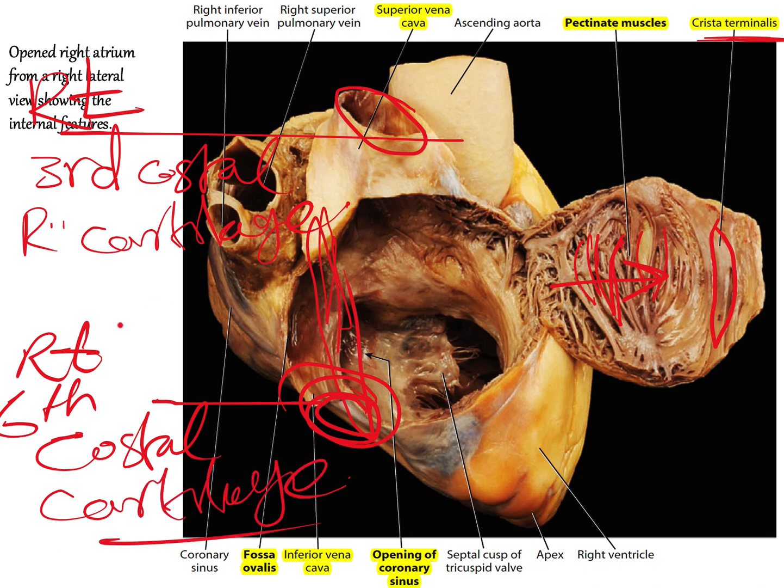This is surface anatomy. You have to know that. Okay.